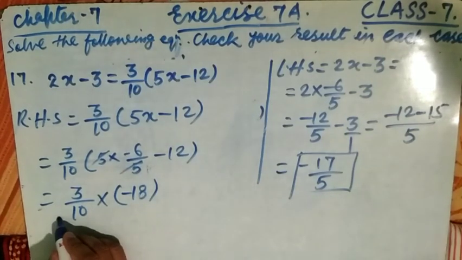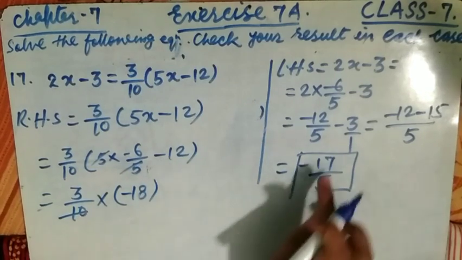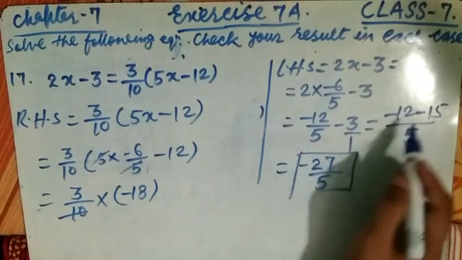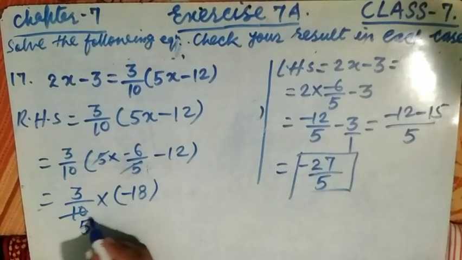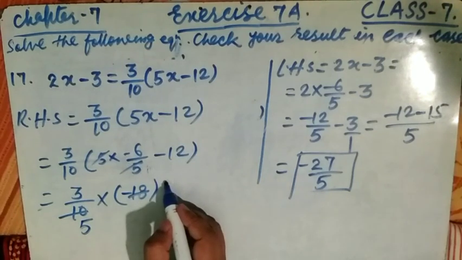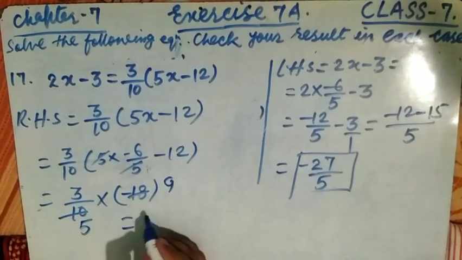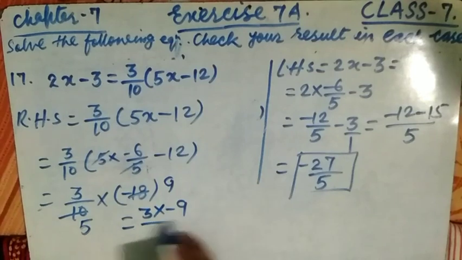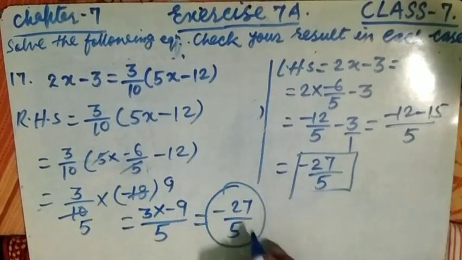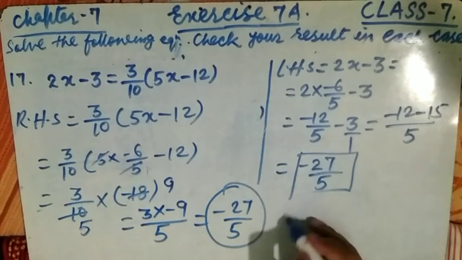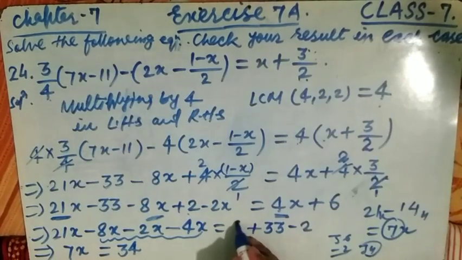Now 3 by 10 multiplied by minus 18. Five twos are 10, and nine twos are 18, so 3 multiplied by minus 9 divided by 5 is minus 27 by 5. So have a look, friends: here the RHS, here the LHS. Hence they are equal, so the result is verified.